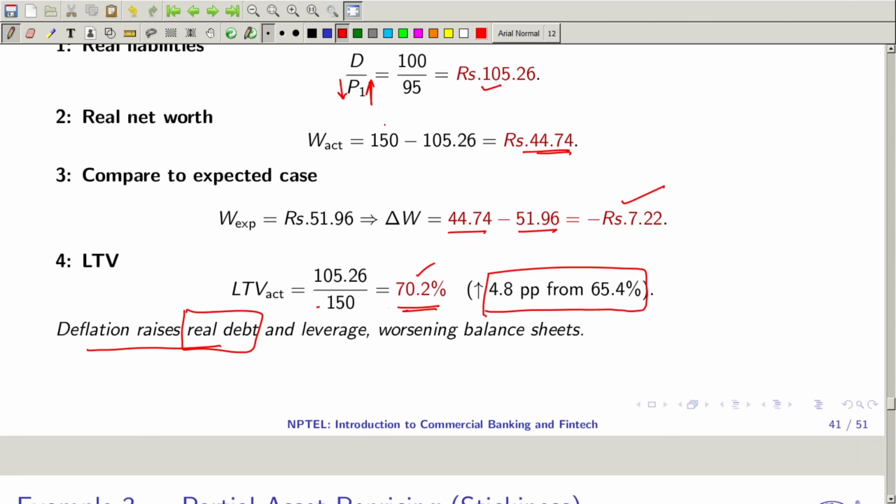also leads to, you can say, higher borrowing capacity. So this is what it implies.